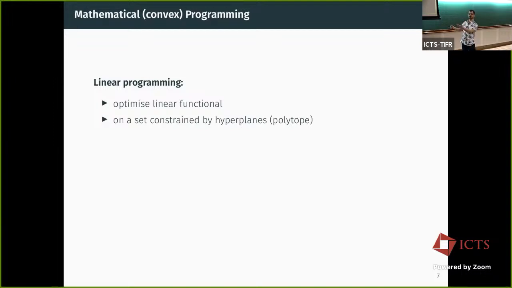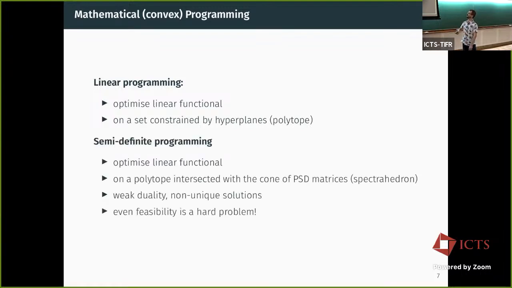And then there is a second iteration of this one, more related to matrix things, when we want to optimize, again, a linear functional on a polytope, so a set constrained by hyperplanes, intersected with a cone of PSD matrices. What does it mean? I just want to say, some of the unknowns are going to form a matrix which I want to be positive semi-definite. And this semi-definite programming is something that we'll use to find those sum of squares decompositions at large scale.